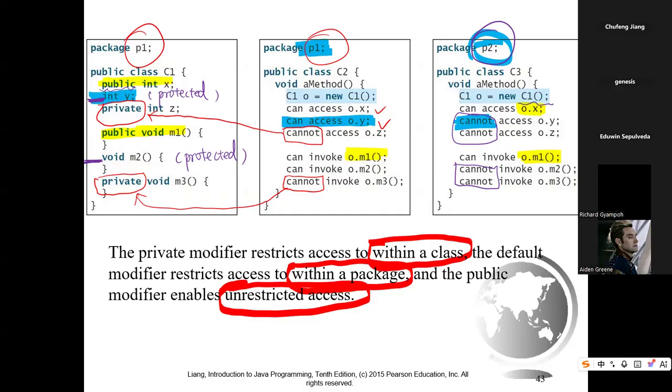So that is the difference between the keywords, the modifiers and accessors: public, private, and protected. You have to always remember such attributes and their authorities. The private modifier restricts access to within a class. The default modifier restricts access within a package, and the public modifier enables unrestricted access.